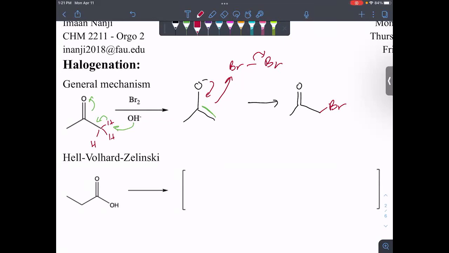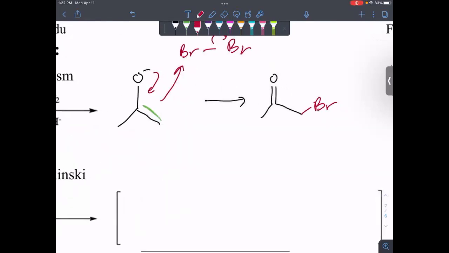I'm not sure. I think you probably get a mixture because I don't think OH minus has a preference for hindrance. Is it add another line or is it just at the end? Yeah, this is the alpha carbon, then a new bond between that and bromine.